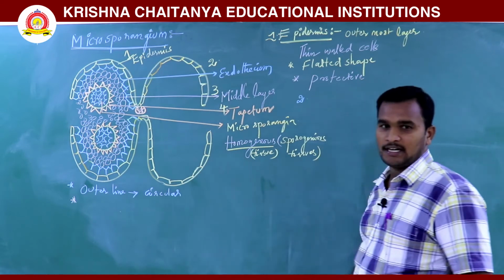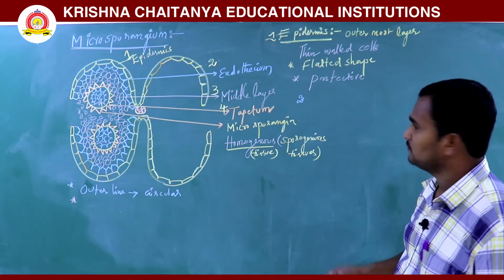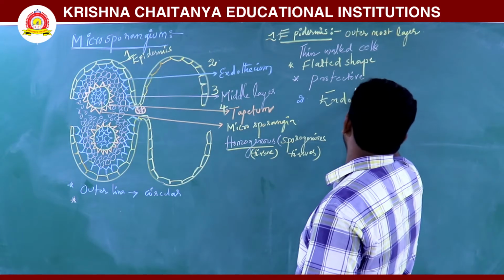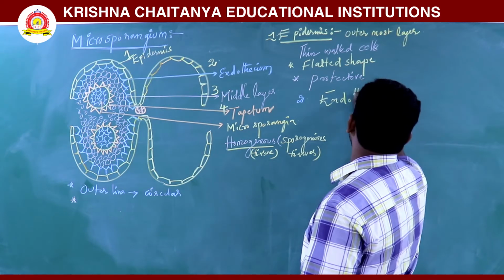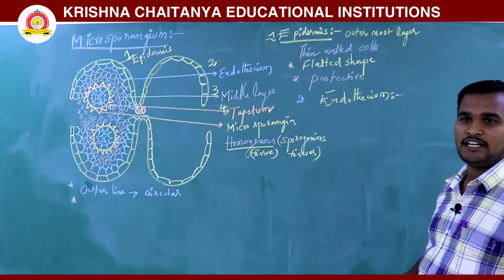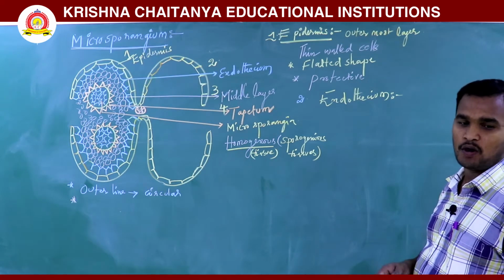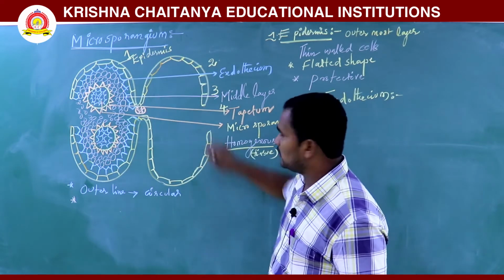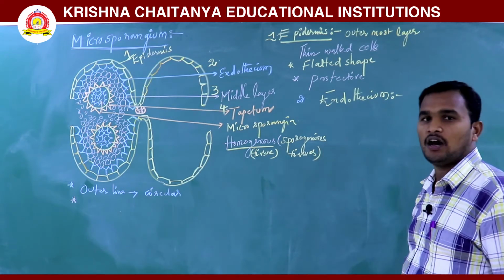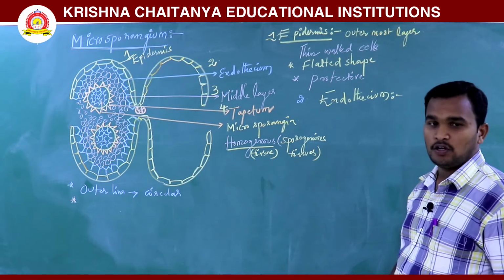Next we will discuss the second layer, which is the endothecium. Initially it is made up of thin walled cells, and generally it becomes mature thick walled cells, but in this region thin walled cells are there. It also helps in the opening, releasing the pollen grains. That we will discuss later.